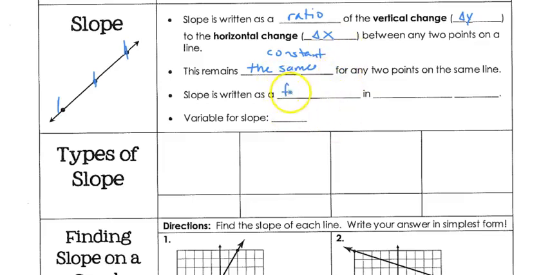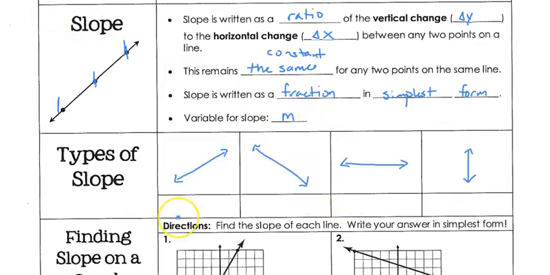All right, slope is written as a fraction, always in simplest form. Okay, so we got to simplify those fractions. The variable for slope, it's a little counterintuitive, you wouldn't think, but it is m. So in an equation, m is the letter that we use for slope.